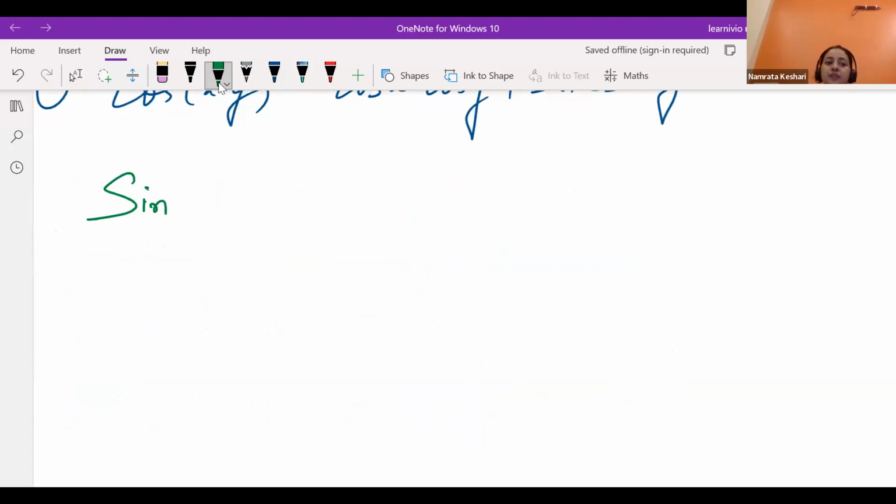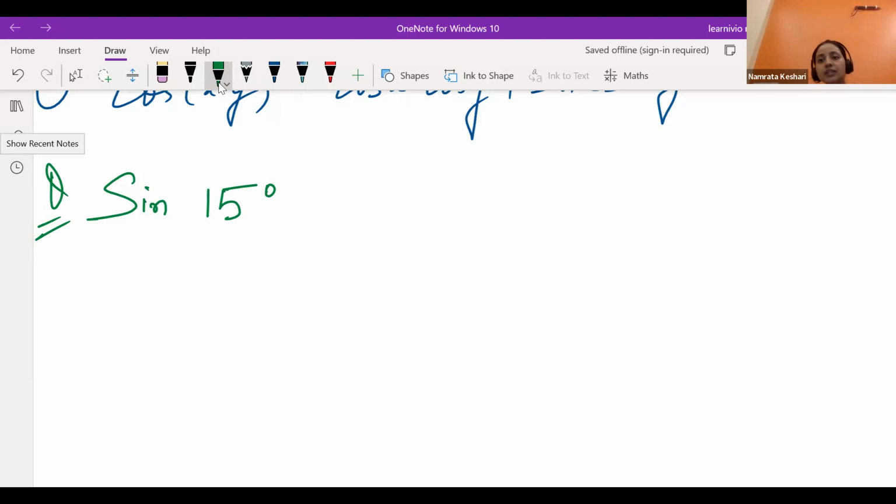Sine 15 degree. We have to find the value of sine 15 degree by using the above formula. So the question is how we will do so. In the previous class you have learned what is the value of sine 0 degree, sine 30 degree, sine 45 degree, 60 degree, 90 degree.